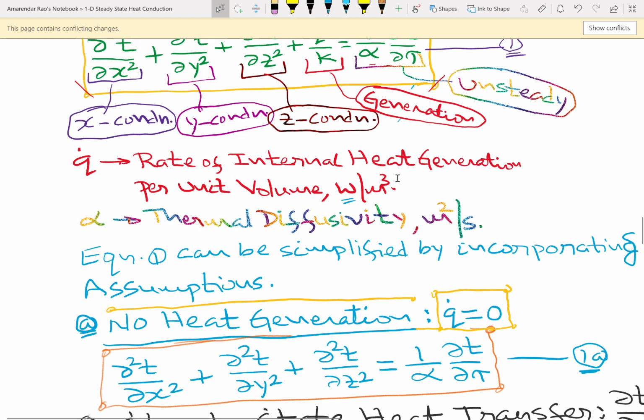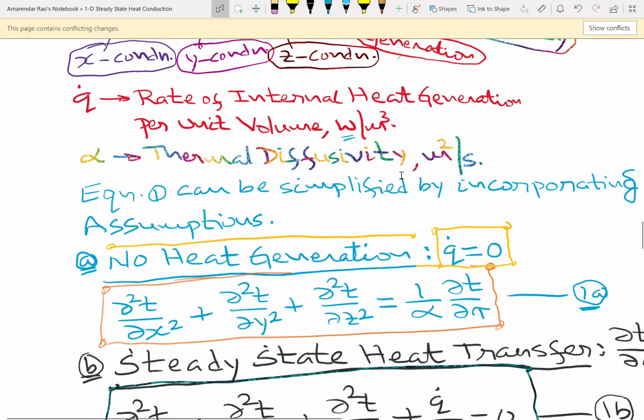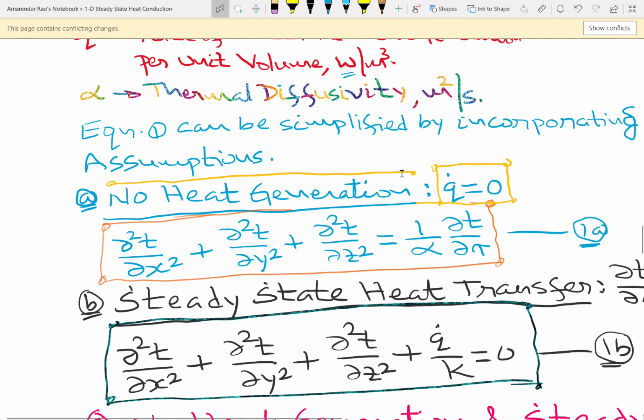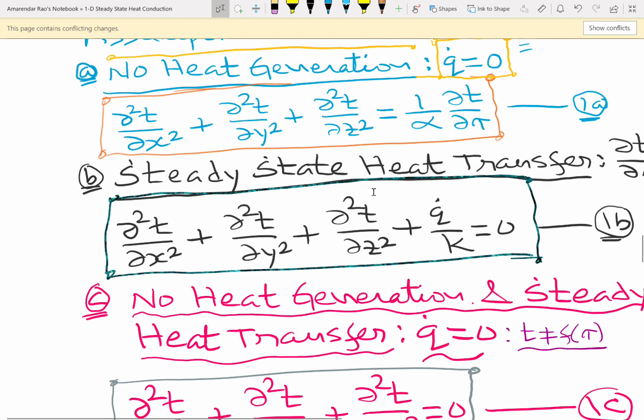And this equation 1 is so complex that our available mathematics cannot be used to solve it. Therefore, we need to simplify this equation by incorporating suitable assumptions. One can begin with no heat generation. Then the fourth term vanishes. We are going to get equation 1a, no heat generation. Next, we can say steady state heat transfer. Temperature is independent of time, so the RHS becomes 0. We get equation 1b.